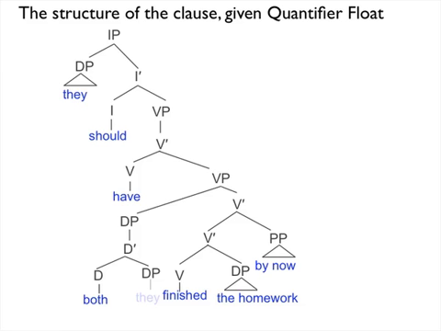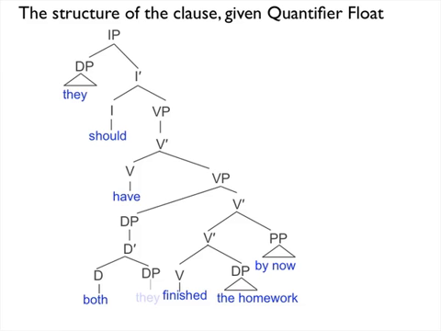Both of them should have finished the homework by now, because we can reconstruct that both goes with they by virtue of the trace that it leaves behind, by virtue of the fact that the meaning is all actually expressed about who was the finisher, and what was finished is expressed totally within the verb phrase, right? So quantifier float is not really quantifier float so far, but rather DP movement into the subject slot.